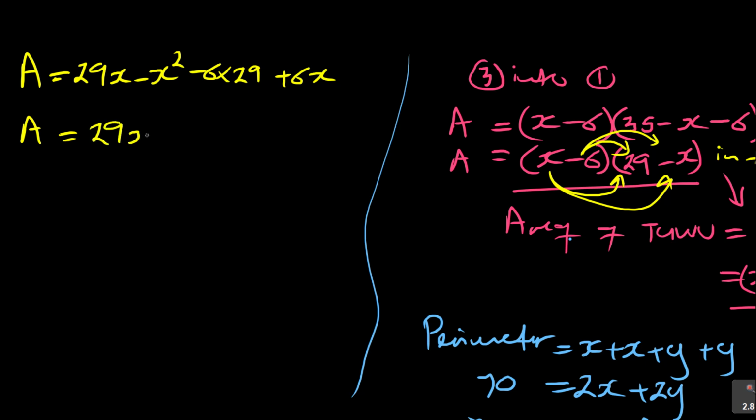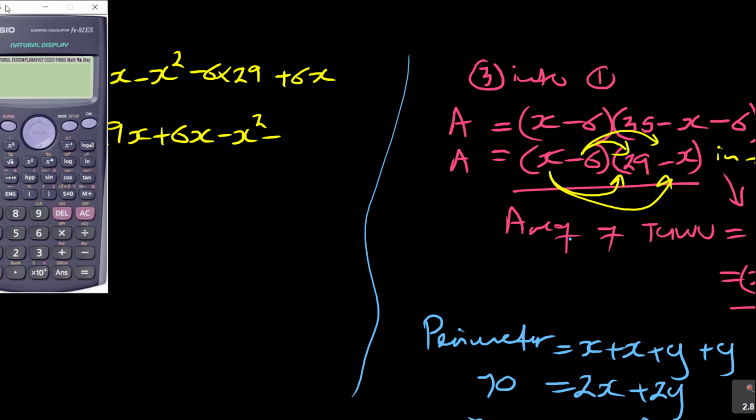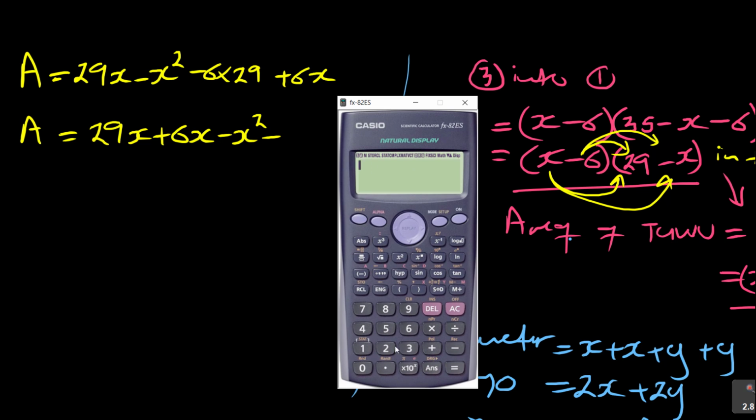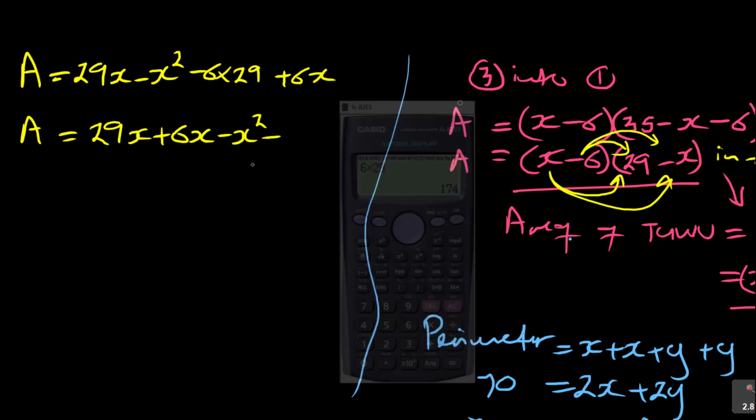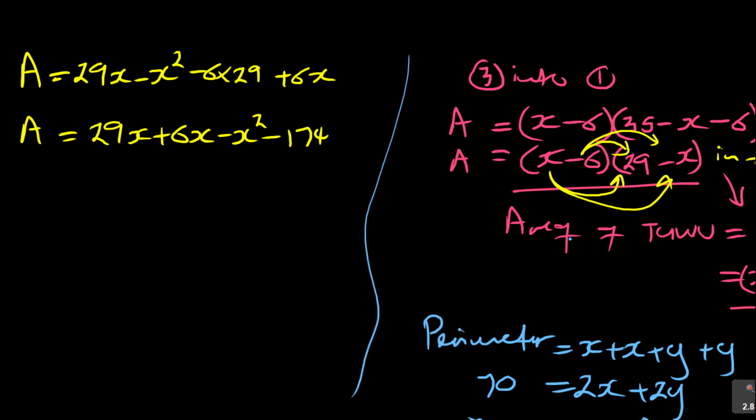So area is equal to 29x. Bring things together, plus 6x minus x squared minus what? What is 6 times 29 actually? 6 times 29 equal to what? 174, minus 174. Okay, let me write the next stage. A is equal to 29 plus 6, 9 plus this is 5. So this is 35x. Alright. Minus x squared minus 174.